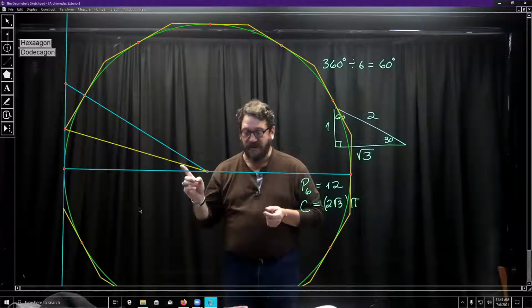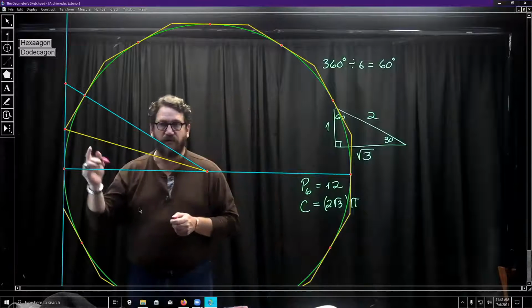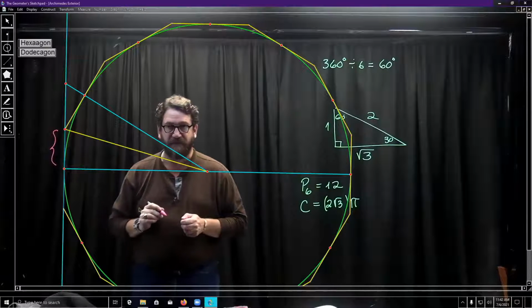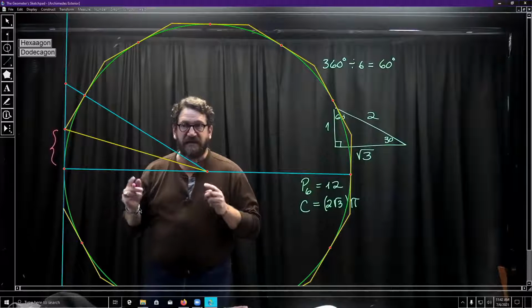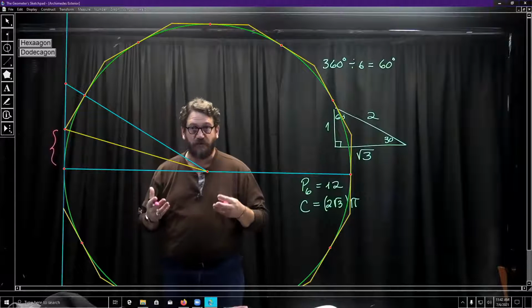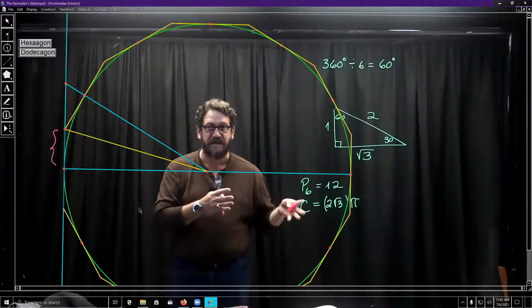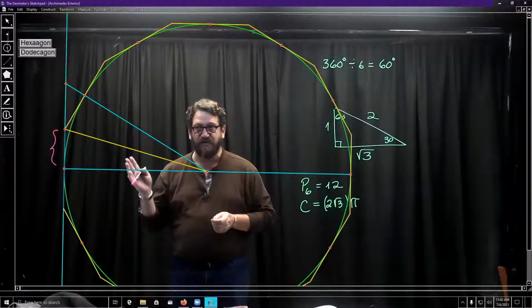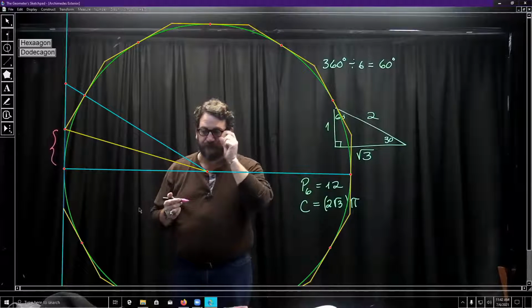Now, the question we must answer is how in the world do we come up with this little distance right there? If I can determine that distance, I can then calculate the perimeter of the 12-gon and continue this idea of squeezing down on what is pi from above. So in order to do that, let's think about what we need to know.